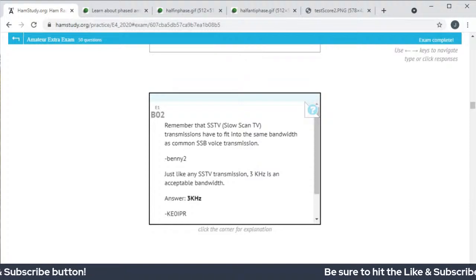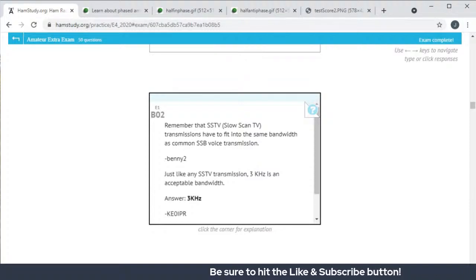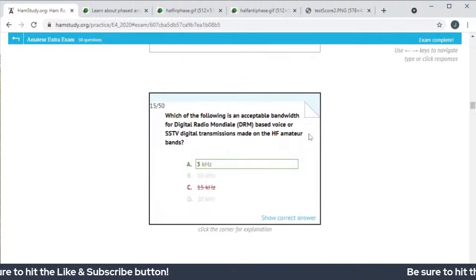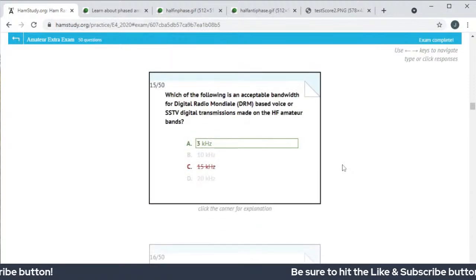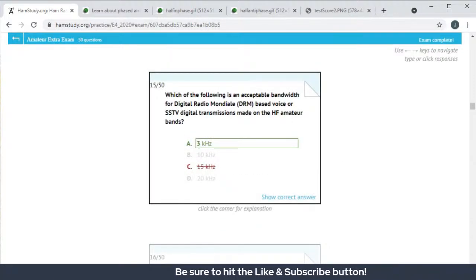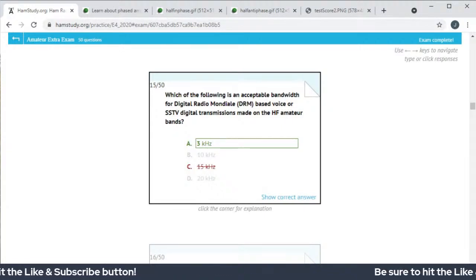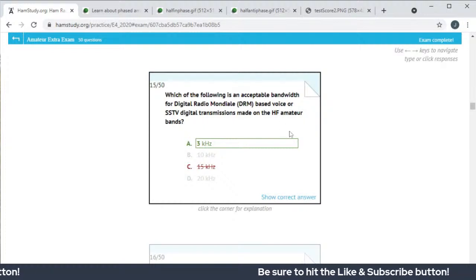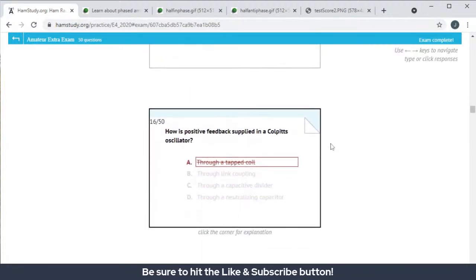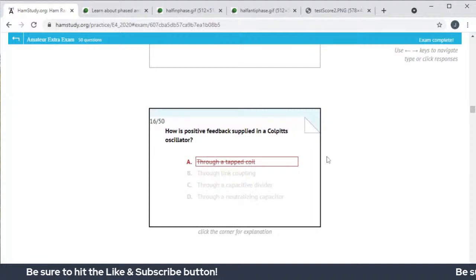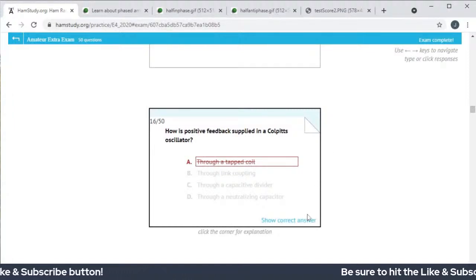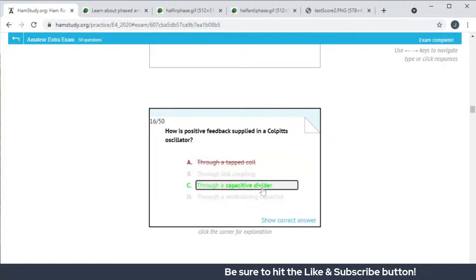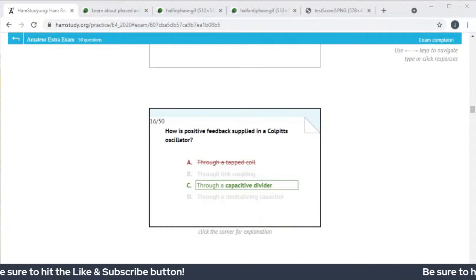Okay. SSTV needs to fit in the same bandwidth as SSB. So anything that's in the HF bands, in most cases SSB is the standard. And I was figuring I got this one wrong with the Colpitts oscillator. Capacitive divider. That isn't good.